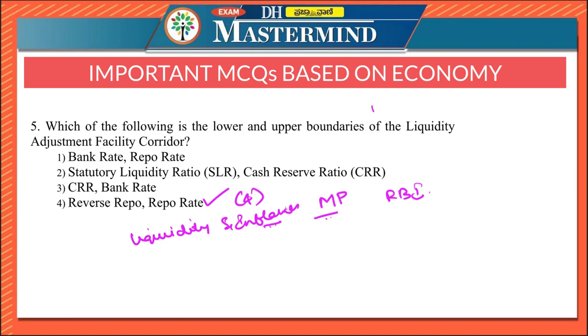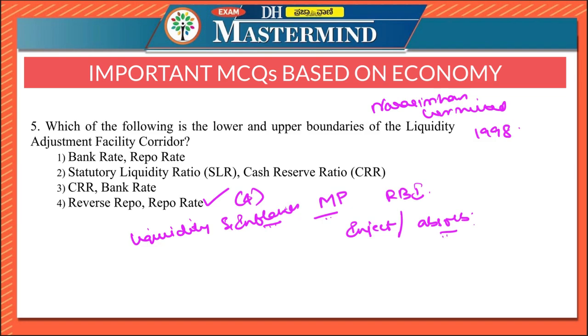It was recommended by the Narasimhan Committee and it was introduced by RBI in the year 1998. This liquidity adjustment facility helps to inject or absorb liquidity, that is, to increase the money supply or to decrease the money supply. So inject or absorb the liquidity into or from the banking system and ensures financial market stability. So there are two main components of this liquidity adjustment facility. It is the repo rate and reverse repo rate.